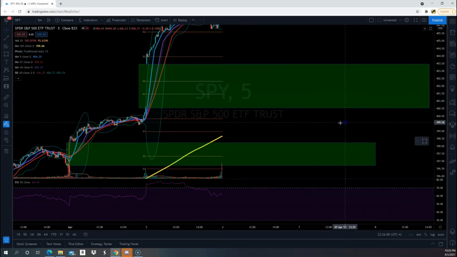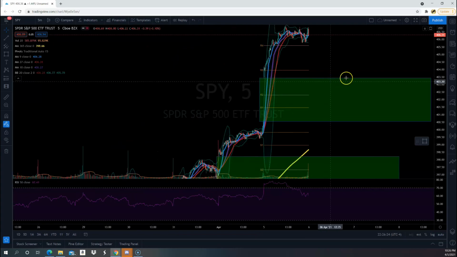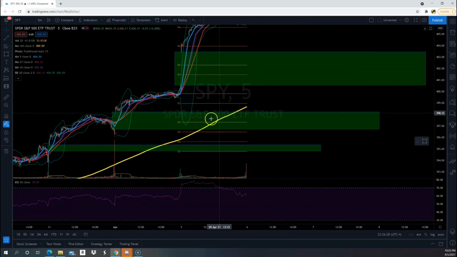And today we gapped up above 402. So 95% of gaps on the S&P 500, on the SPY, are filled. 95%. On the 5-minute, 95% of gaps are filled. So what I am basically looking for is these gaps to fill.